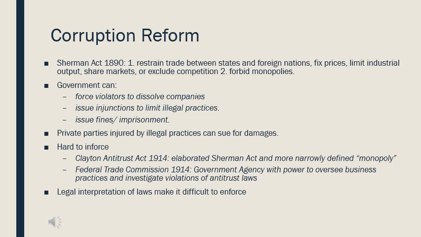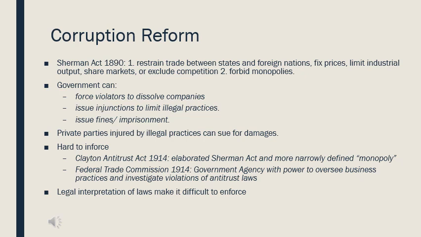The solution that the government came up with to correct a lot of the corruption problems and lack of regulation of the Gilded Age was the Sherman Act of 1890. Now, by and large, the Sherman Act could do two things. First, it could restrain trade between states and foreign nations. It could restrain fixing prices. It could limit industrial output and share markets or exclude competition. And second, it could forbid monopolies.